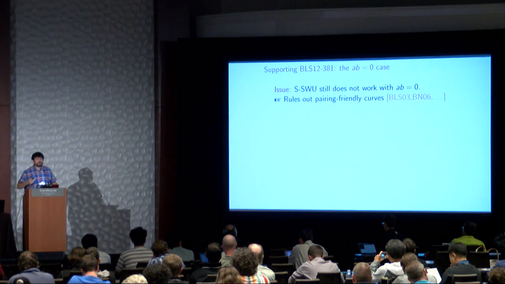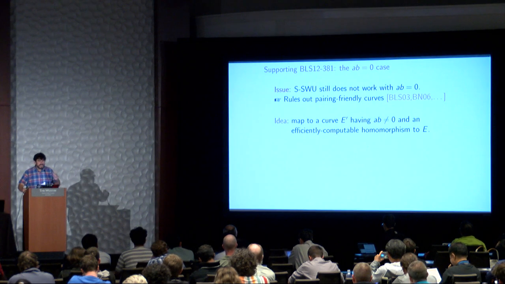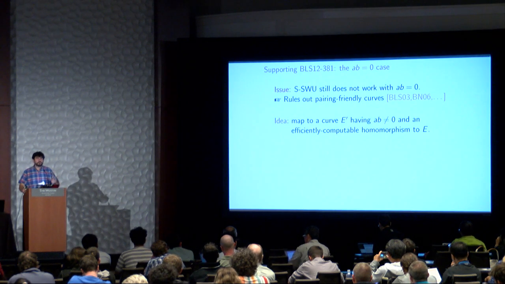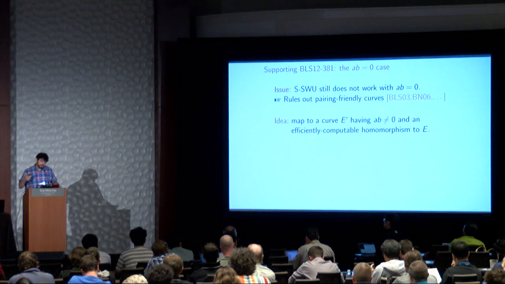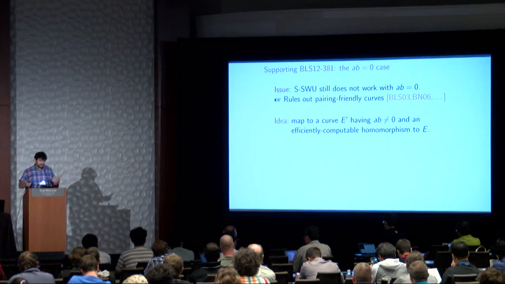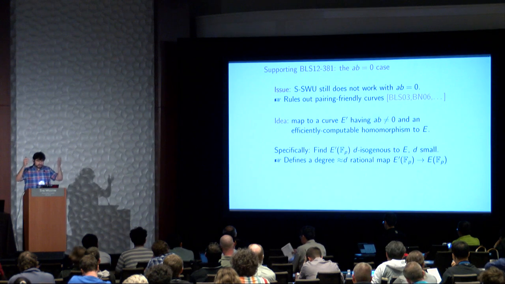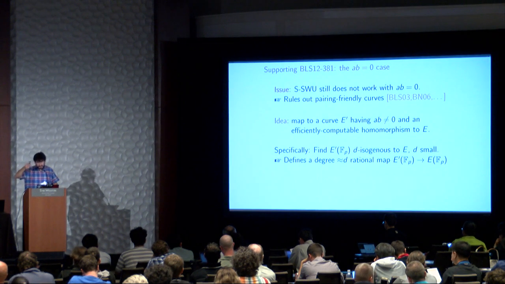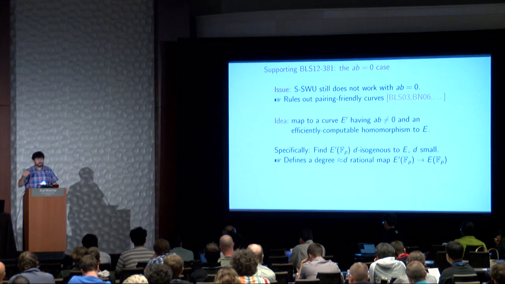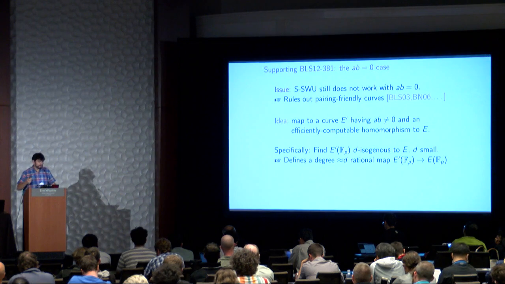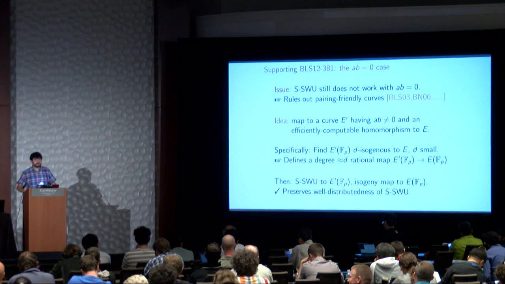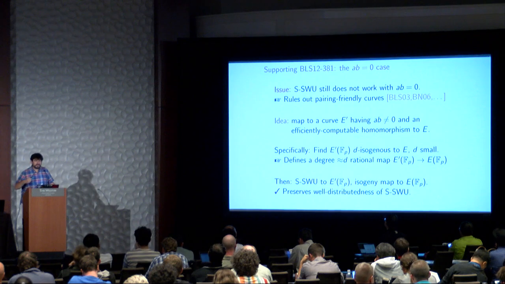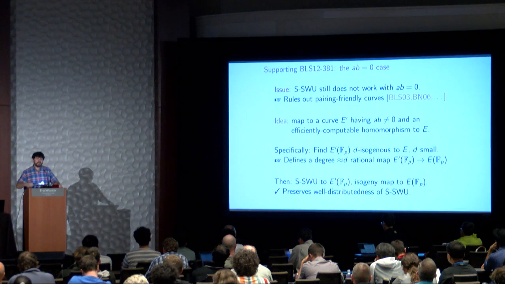So to get around this, we're going to find a new curve, E prime, where A and B are non-zero, and we're going to require that there's an efficiently computable homomorphism from E prime to E. And that's the curve that we really wanted. So to do that, it's actually quite simple. We're just going to search through the isogeny space around E until we find a low-degree isogeny where the codomain has A and B not equal to zero. And that automatically gives us an efficiently computable homomorphism. So specifically, we're going to evaluate the simplified SWU map to E prime, and then we're going to evaluate the isogeny map to E, and we're done.